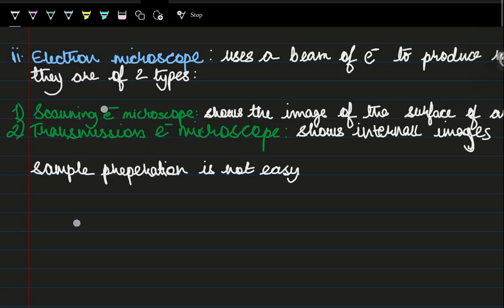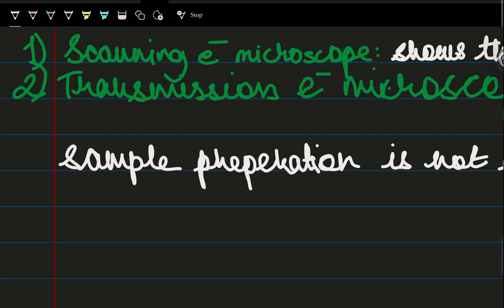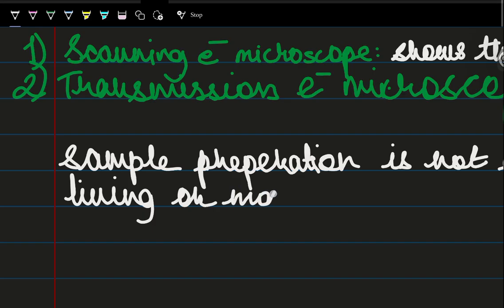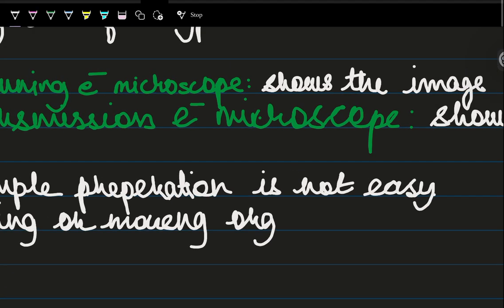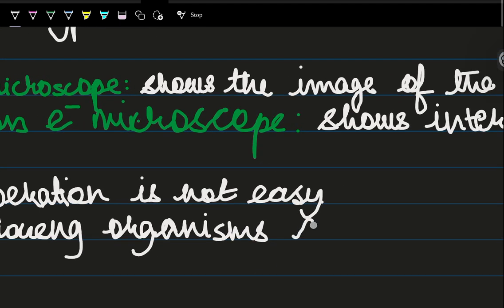Now, one of the most important points: living or moving organisms or specimens cannot be observed under the electron microscope. Moving non-living things can also move, or it could be in their nature to move. Living or moving organisms cannot be observed under the electron microscope.